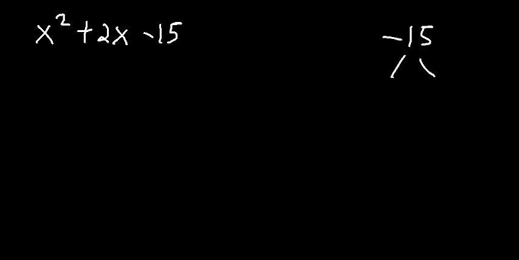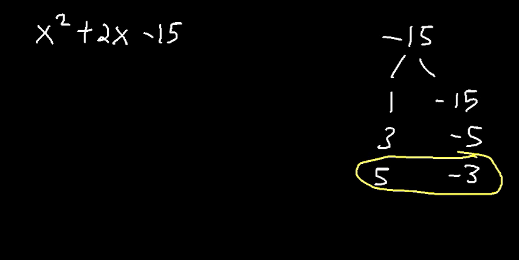So let's try this one, x squared plus 2x minus 15. So what are two numbers that multiply to negative 15 but add to the middle term 2? So let's divide negative 15 by 1. We'll get negative 15. It doesn't go into 2, but if we divide it by 3, we get negative 5. And if we divide it by 5, we get negative 3. Notice that 5 plus negative 3 is equal to positive 2. So to factor it, it's just x plus 5 times x minus 3.